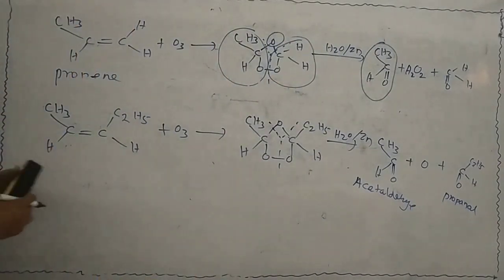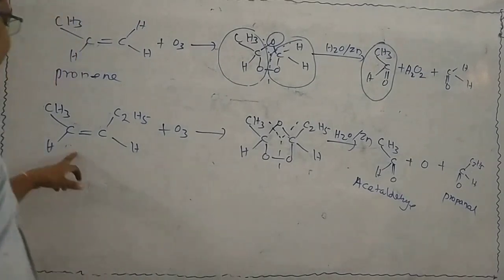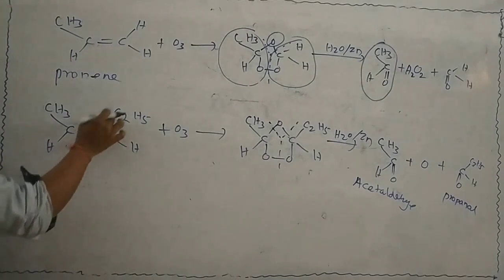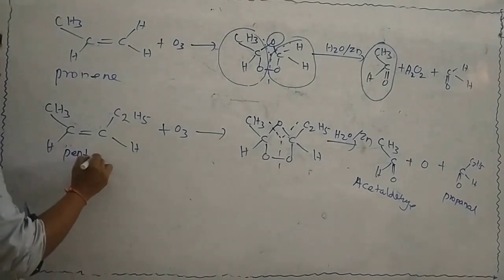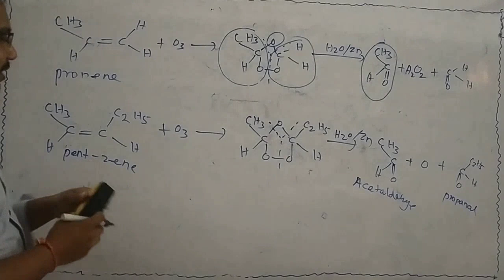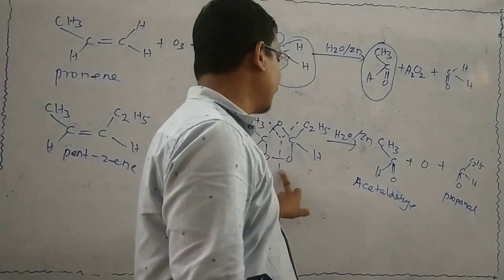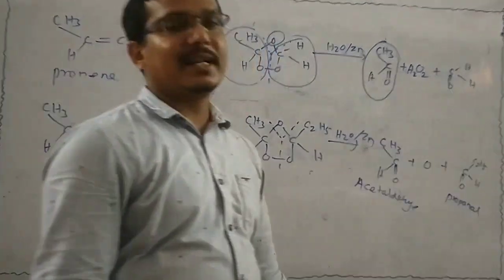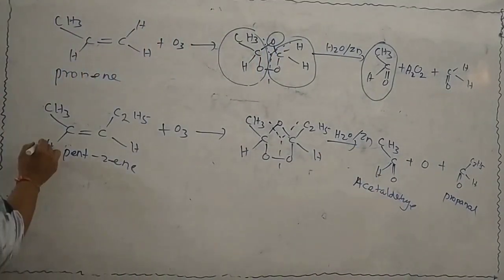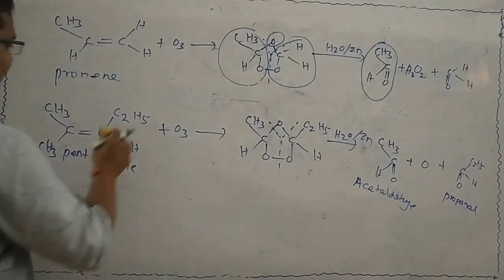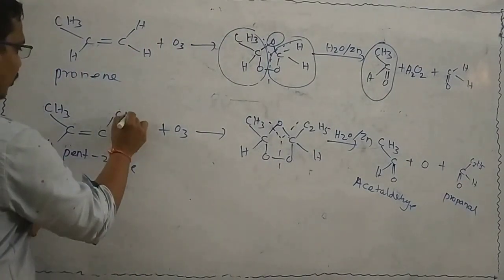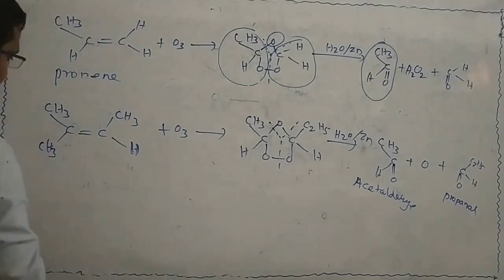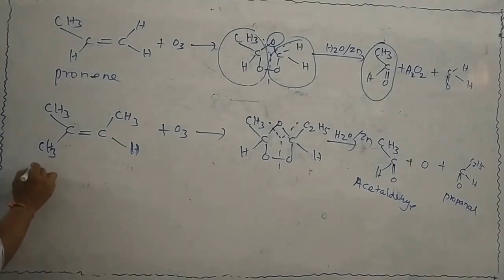For this reaction I will write a statement: this is pentene. Pentene is subjected to ozonolysis and the corresponding ozonide is formed. When it is subjected to reaction with water in the presence of zinc, acetaldehyde and propanal are formed. Suppose I write another unsymmetrical alkene. This is another unsymmetrical alkene. What is the name of this alkene?